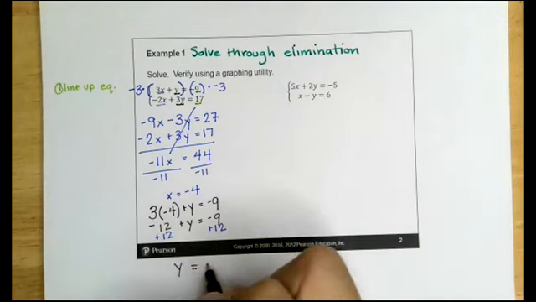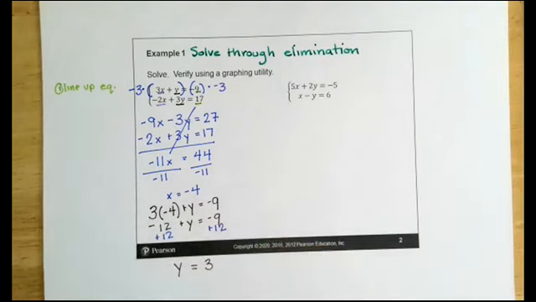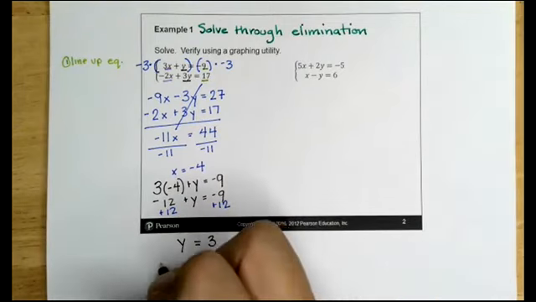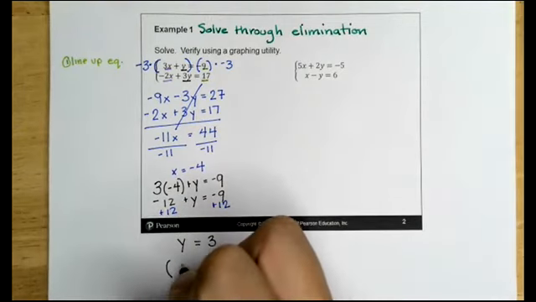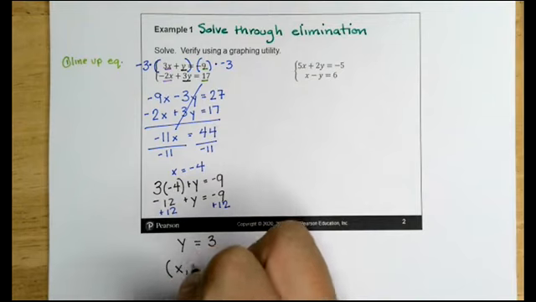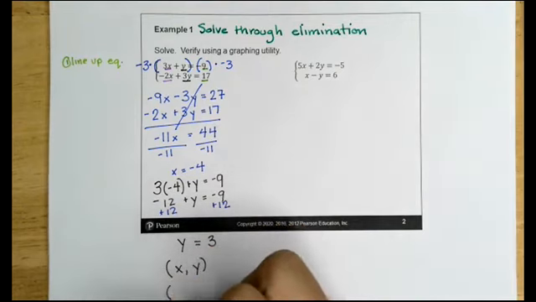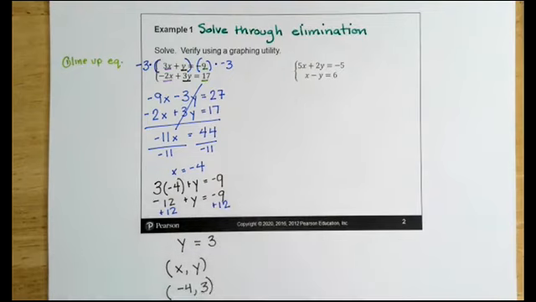Y is 3, right? Because 12 minus 9 is 3. So my point, remember, it's always a point. Your solution is a point. So the x, y of our point is negative 4, positive 3.